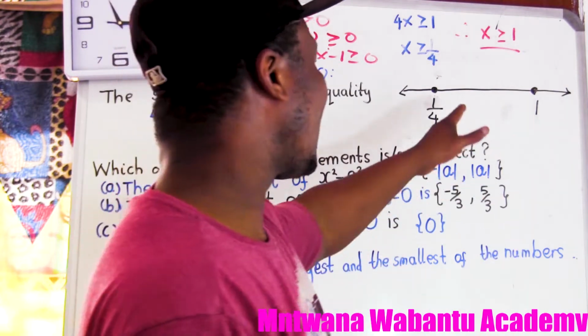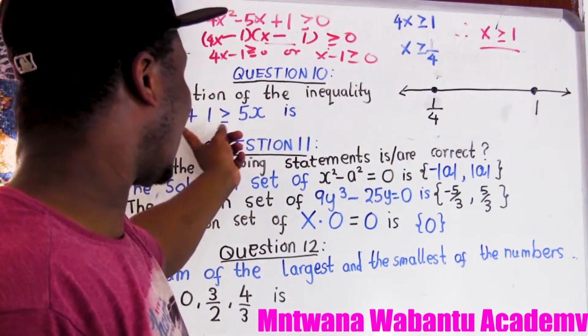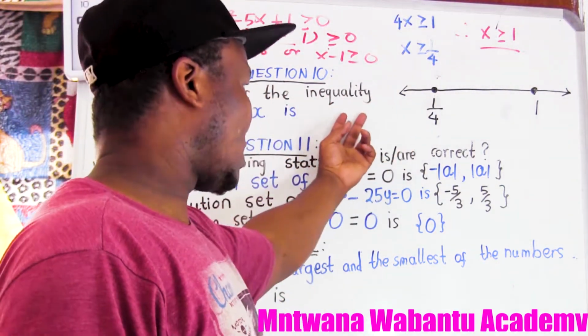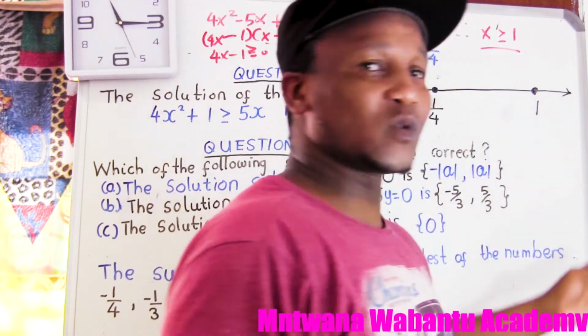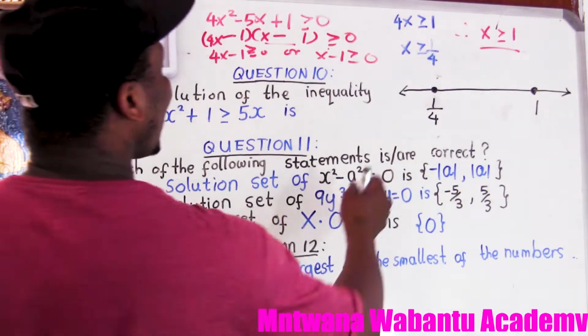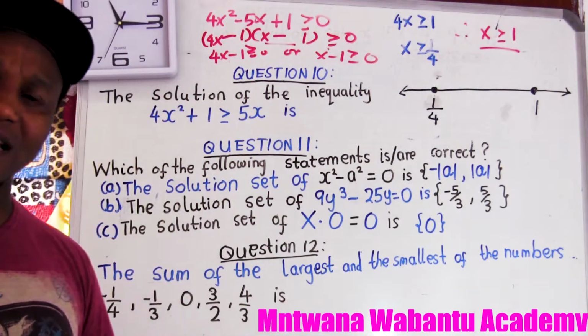I'm going to take a value between 1 over 4 and 1, plug it into the equation and test if it's going to be true or not. Then I'll take a value less than a quarter, and then a value greater than 1, to see where our solution is going to lie. Which value is less than a quarter? Any value. I'll take 0. 0 we know is less than a quarter on a number line.